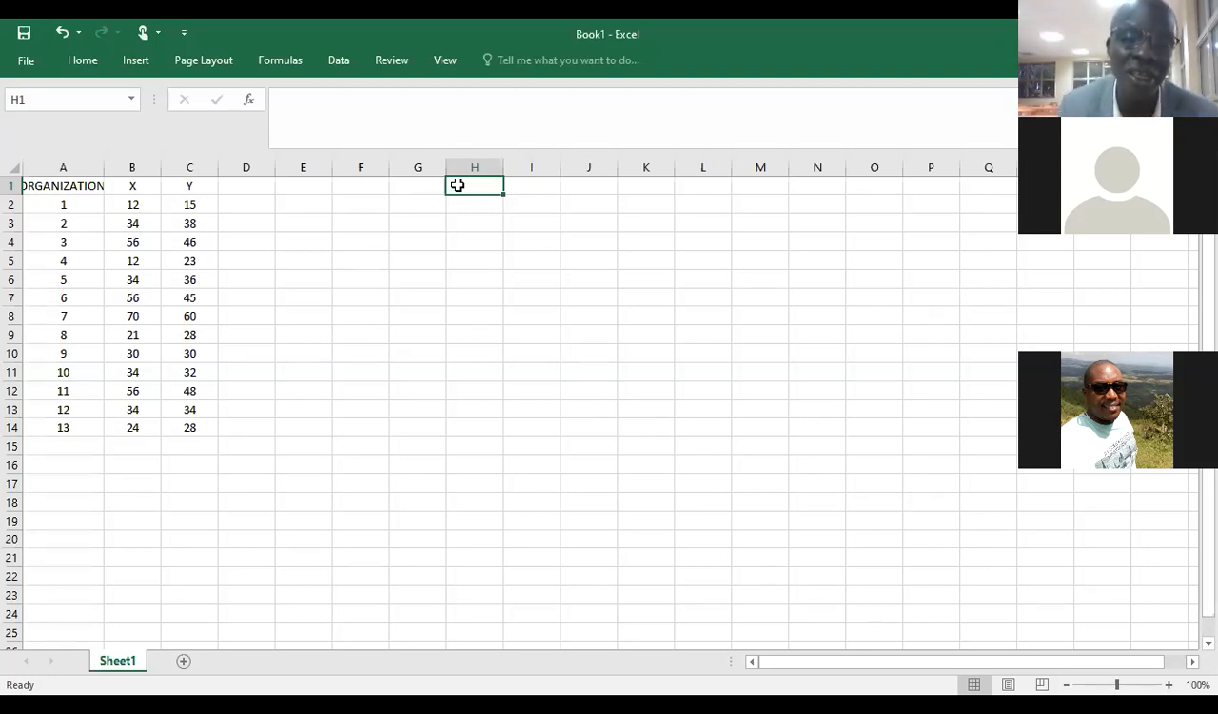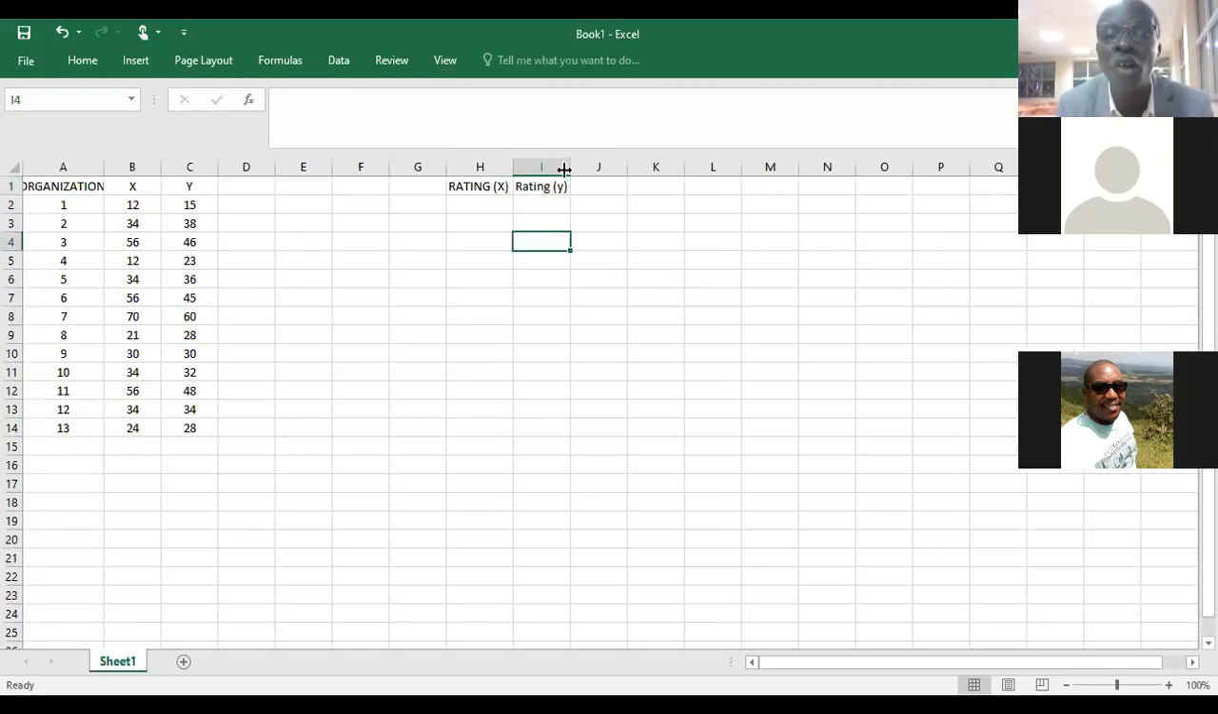So that's the second way of collecting data. Let's say this is sales volume rating. This now is a rating, not X, but rating of X. Just call it rating here. And this one again is rating of X. I'll tell you how that comes up. And then this is the rating of Y. So you have rating of X and rating of Y.